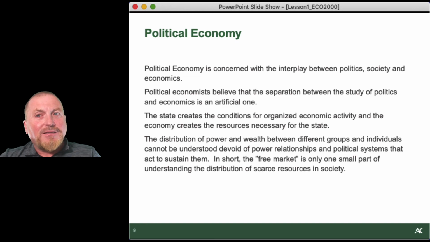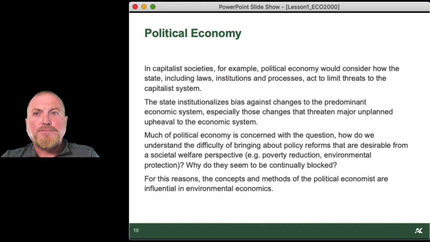And in addition to doing that, the state indirectly, consciously or unconsciously, shapes the distribution of power and wealth between different groups and individuals. Okay? That power and wealth distribution cannot be understood devoid of the power relationships and political systems that sustain them. We have laws enforced by the state that protect wealthy people against redistribution of wealth, right? And for good reason. But to pretend that wealth is an endemic right, as opposed to a right reinforced by the laws of the political system, is naive. Okay? We know that that's not the case.